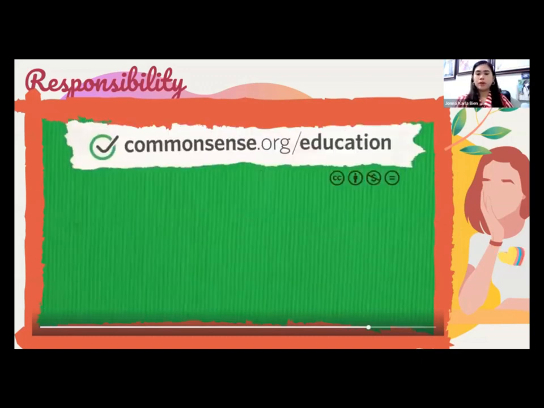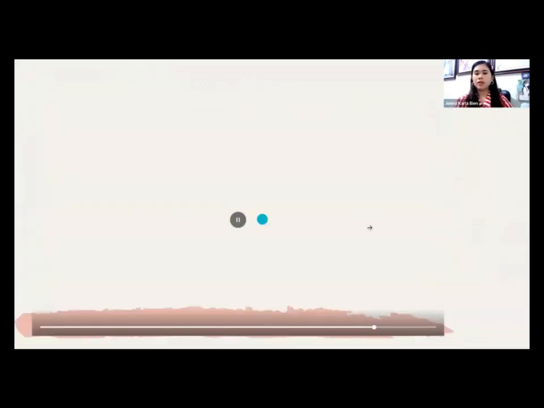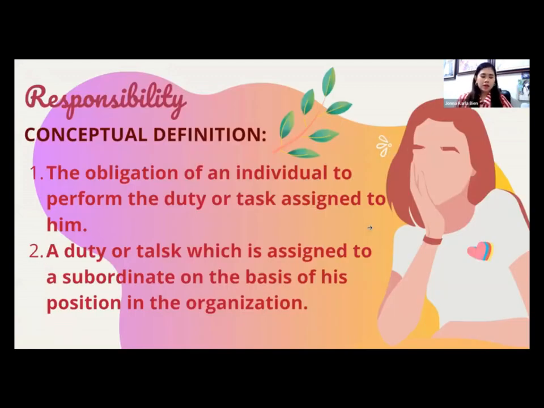Okay, so that's one thing we include in the self-regulated learning. So what is responsibility? It's the obligation of an individual to perform the duty or task assigned to him. Responsibility is carried out not only in front of our superiors, in the case of the students, not only in front of their teachers or in front of their parents, for the teachers, not only in front of their supervisors, but even behind those people who are superior to them, they are able to carry out the tasks which are given or which are assigned.